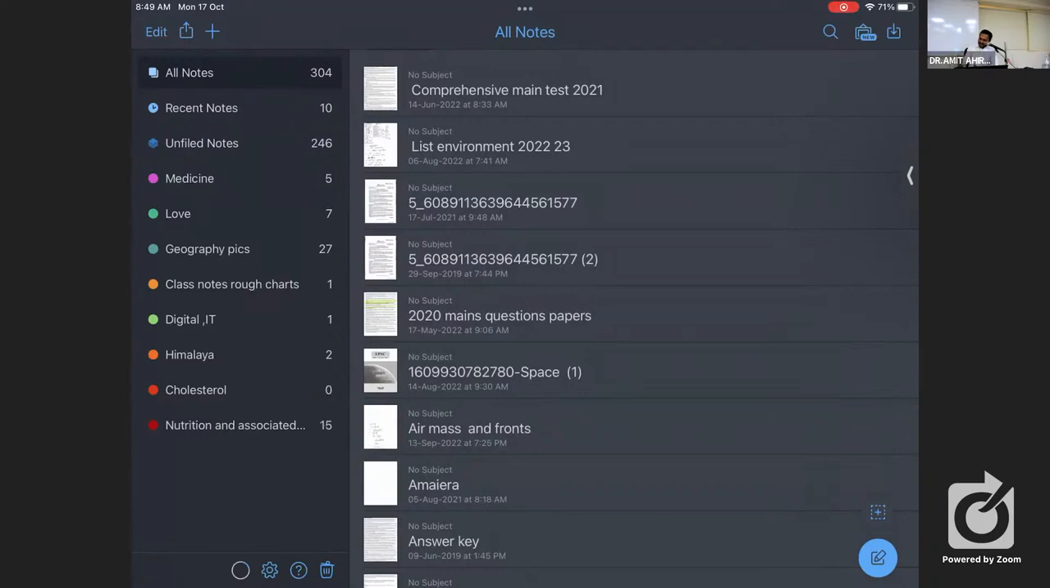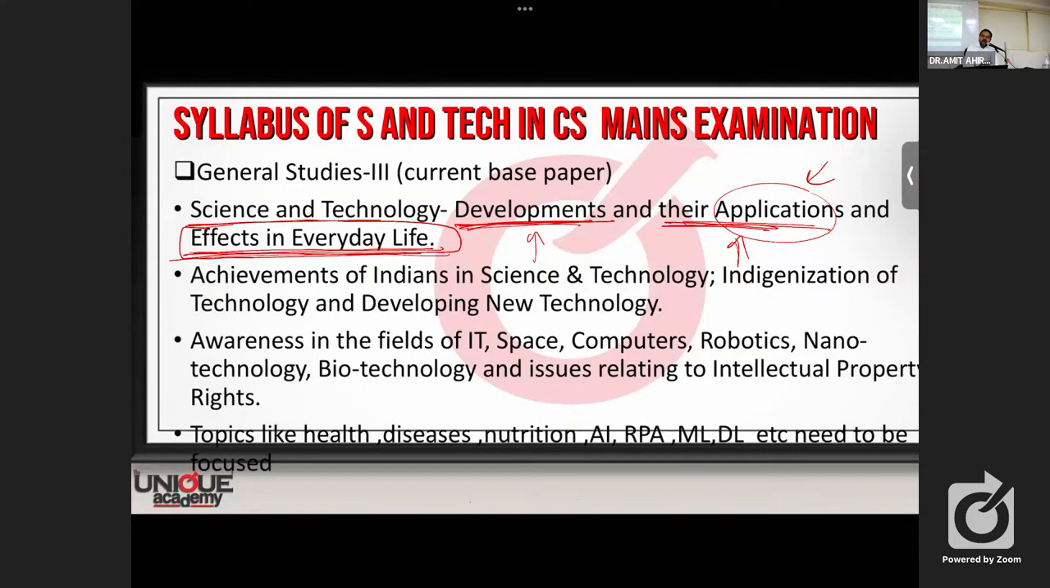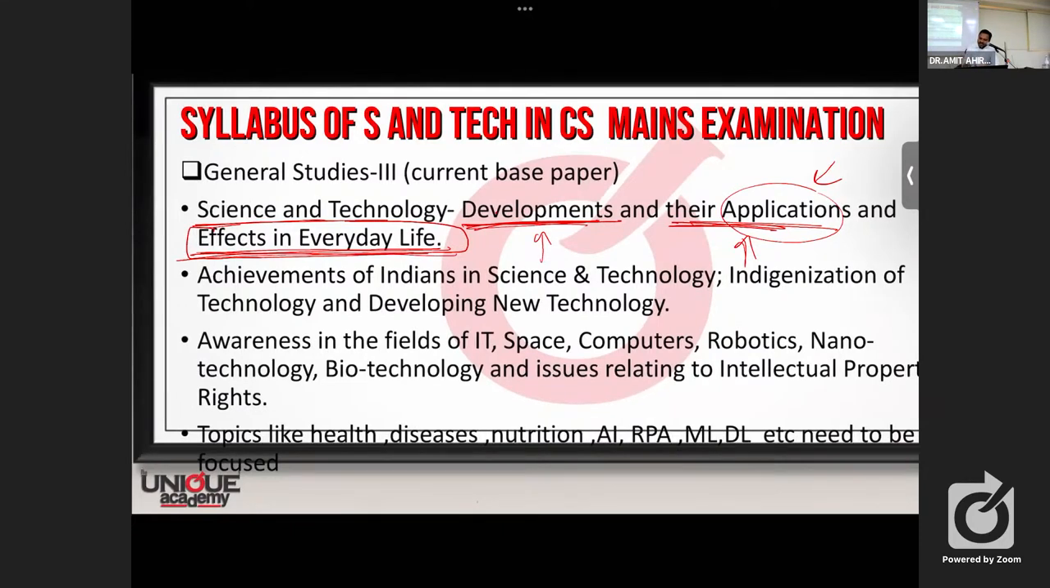So you will study, or even if you come across all those news items, you would put focus on health related topics or biology related topics. Now, achievements of Indians in science and technology, indigenization of technology and developing of new technology. Now, achievements of Indians in science and technology.